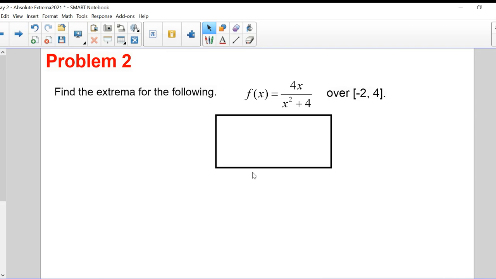Find the extreme for the following. Extrema means max and min. And they give you a function, and they want this to be between -2 and 4. So let me throw that out to the room. Behind that box, I have the derivative. Can you all spend 2 minutes coming up with the derivative in its simplest form for this function? Everybody.